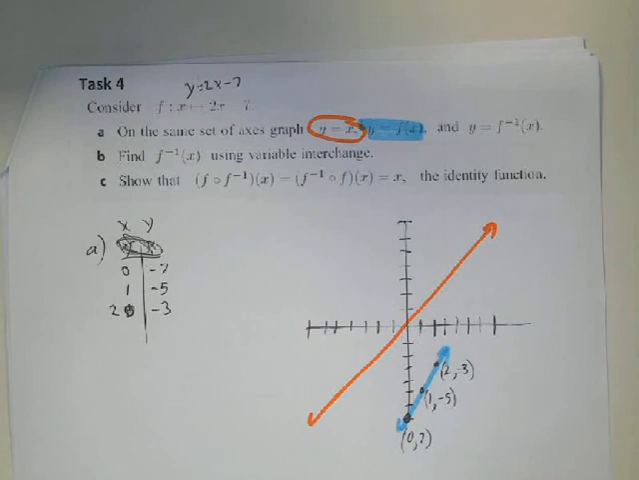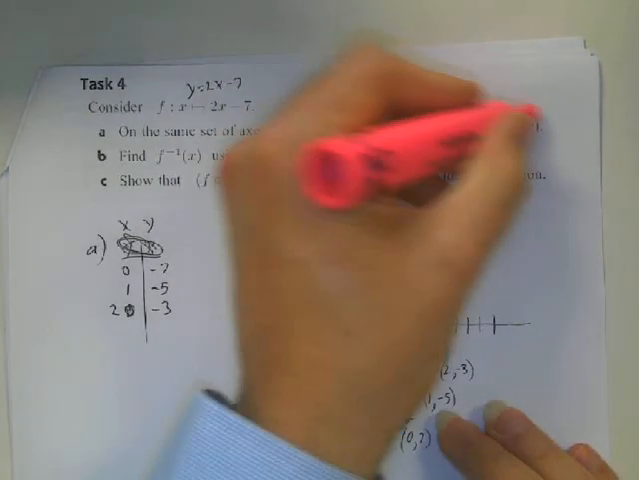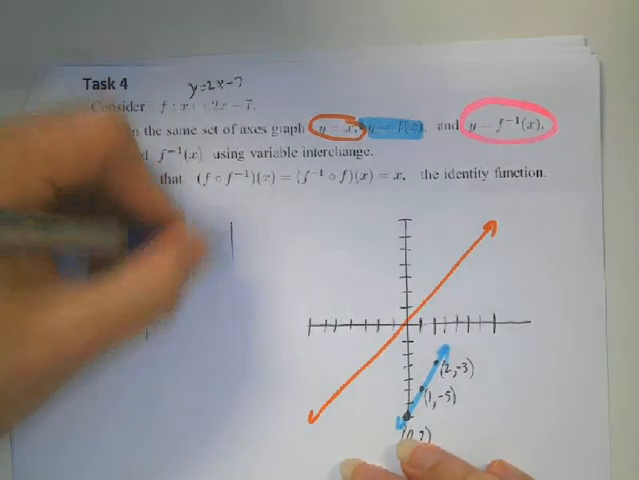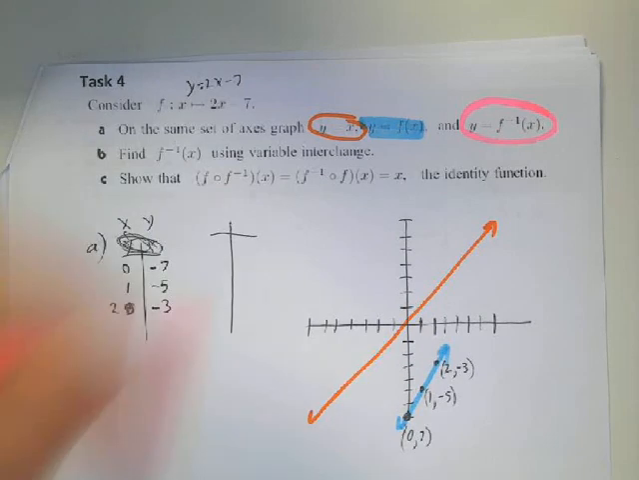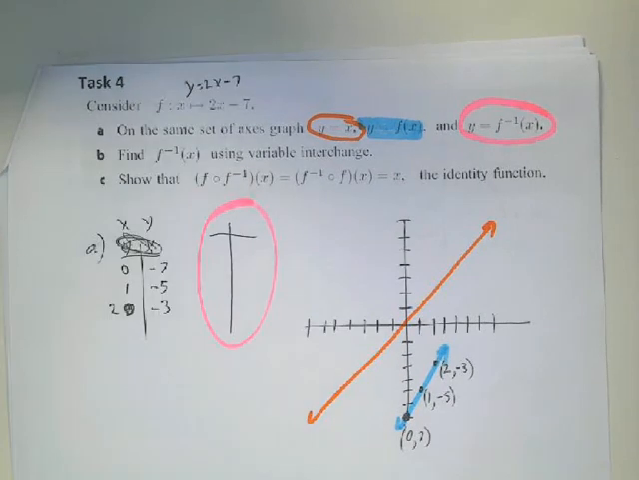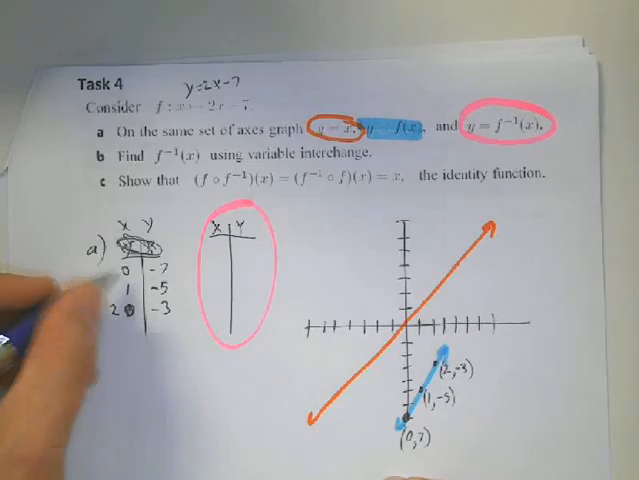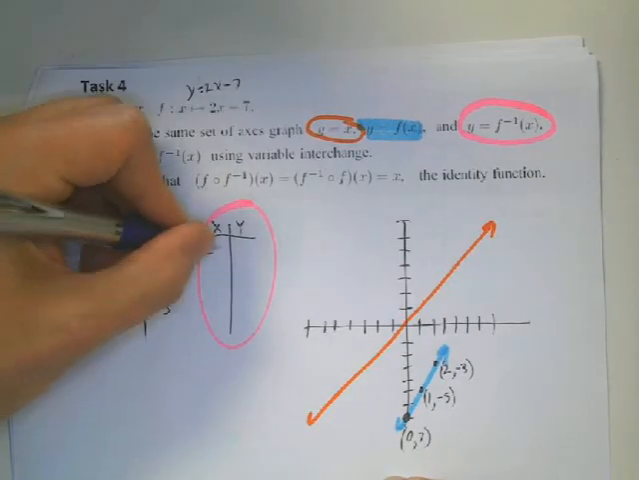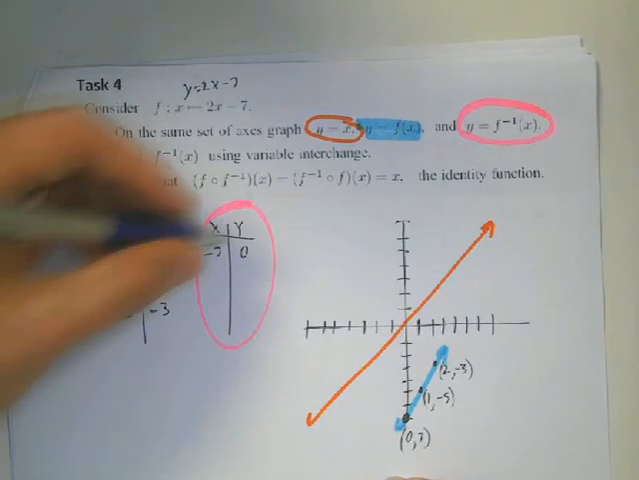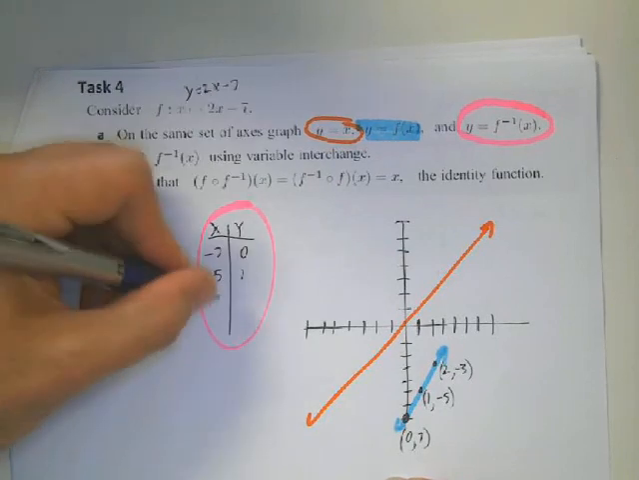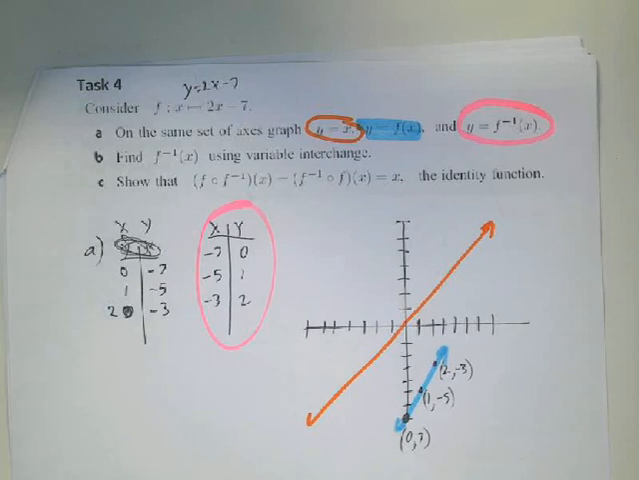The inverse function, I'll do it in red. So, basically, my x and y values switch. So instead of 0, negative 7, I have negative 7, 0. Instead of 1, negative 5, I have negative 5, 1. Instead of 2, negative 3, I have negative 3, 2. So let's plot those points.